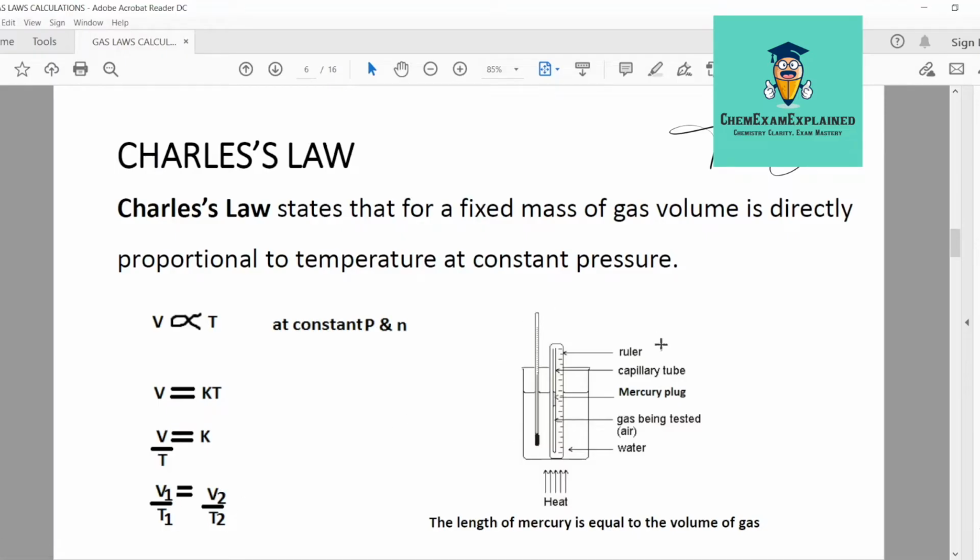And this is the apparatus using heat from a flame, water in a beaker, and we have a capillary tube attached to a ruler that will tell us when the volume is increased or decreased based on the mercury plug moving up and down. You will never find in this case where the mercury plug is all the way down to 0 because you'll always have some volume of gas present in this container. And the thermometer will tell you the temperature going up or down.